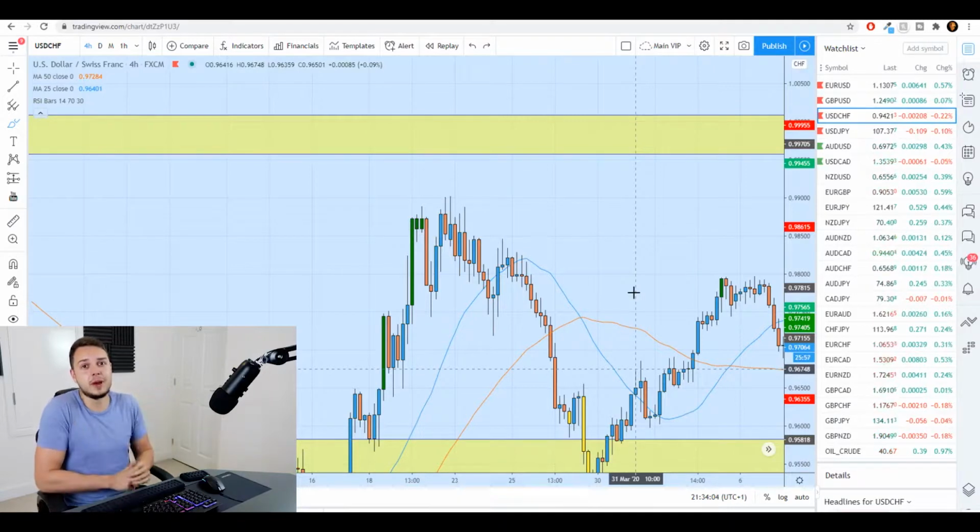On the USD Swiss franc currency pair, it does not matter which currency pair you trade, this awesome indicator works on anything, so make sure to try it out and leave a comment down below if you love it.